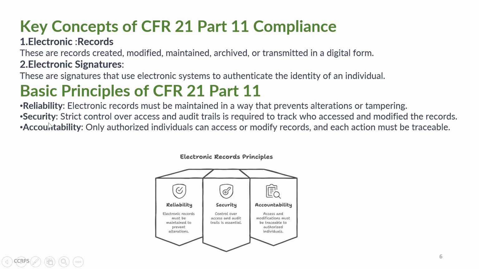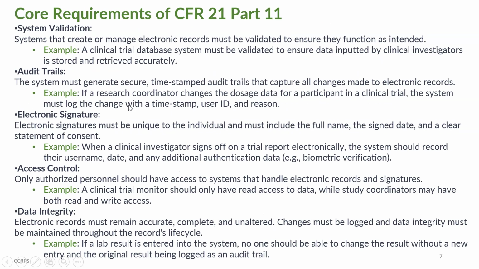Reliability, security, accountability. Reliability: electronic records must be maintained in a way that prevents alterations or tampering. Security: strict control over access and audit trails is required to track who accessed and modified the records. Accountability: only authorized individuals can access or modify records, and each action must be traceable. And here is a diagram on electronic records principles.